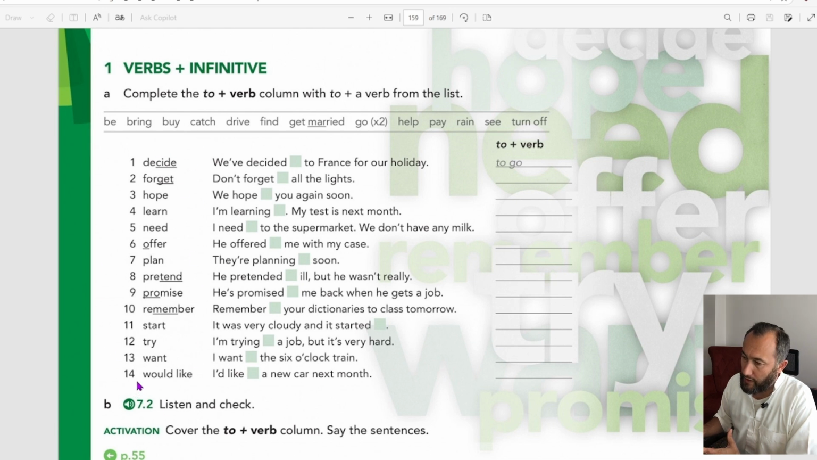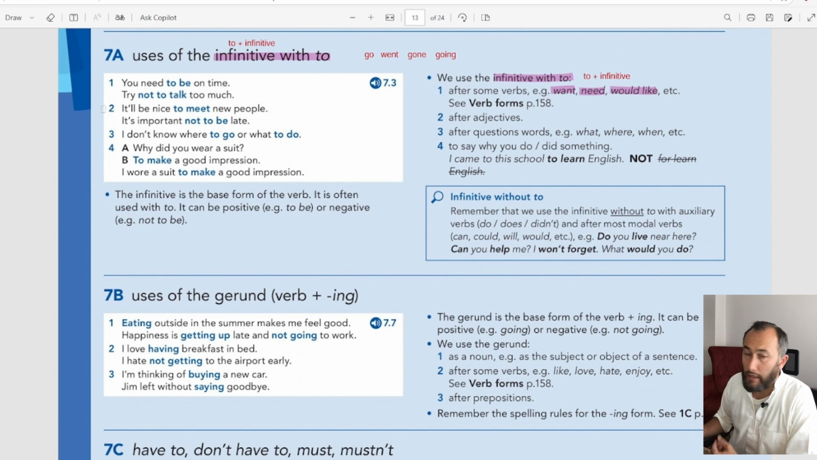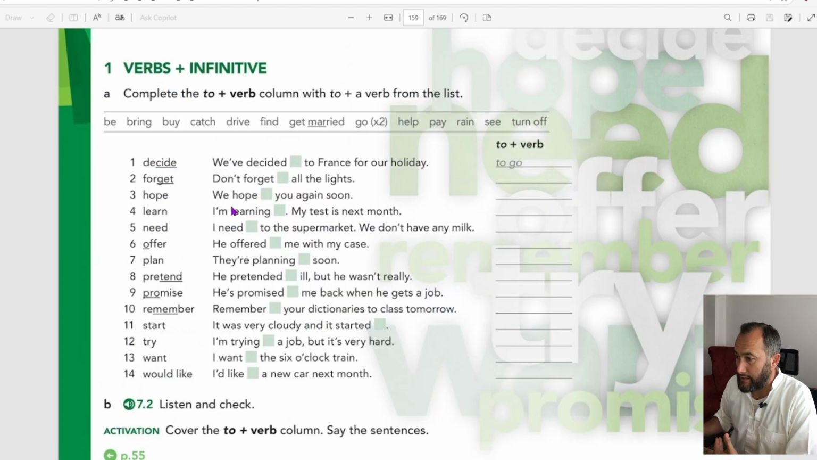After these verbs, we're going to use to plus infinitive, and that fits rule number 1. Example: you need to be on time. You need to be on time. Try not to talk too much. See, need is from that list of verbs. I can show you again here. Need is here.